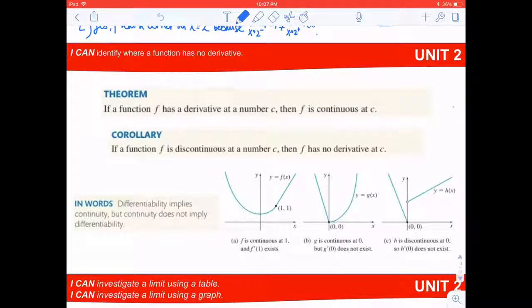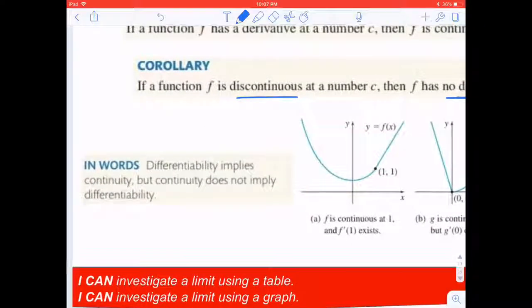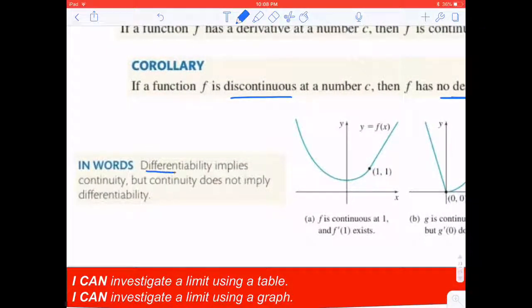So next we have the theorem that says if a function f has a derivative at a number c, then f is continuous. So that means if we can find the derivative, then that function has to be continuous. And we then have the corollary, which says if a function is discontinuous, we cannot find the derivative, or there is no derivative at that point. So in other words, we have differentiability, which implies continuity, but continuity does not imply differentiability.